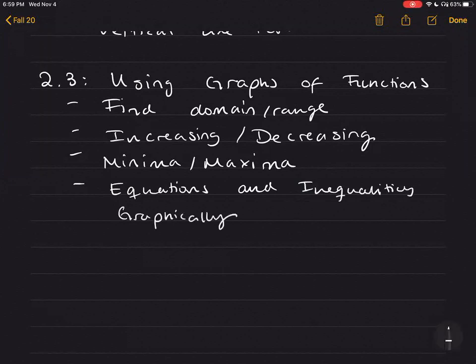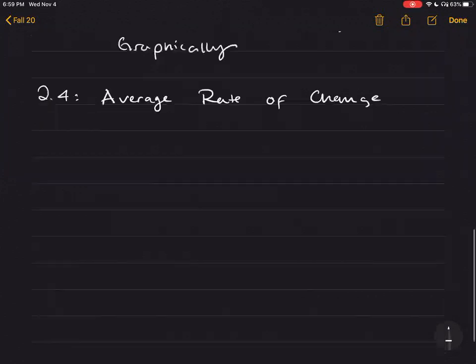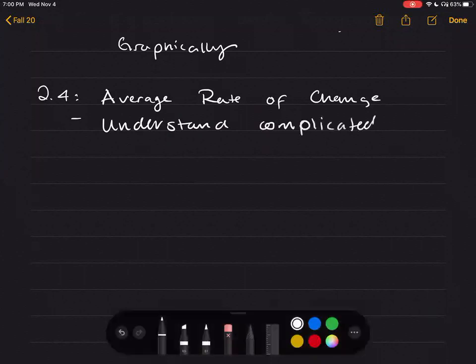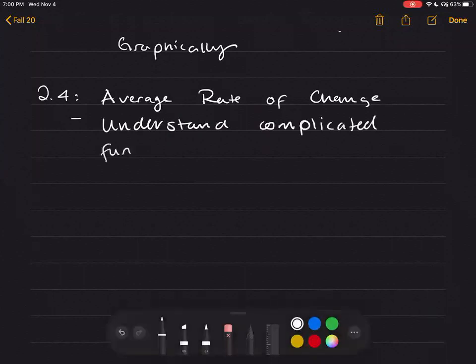All right, section 2.4 was on average rate of change. And as we talked about in that video, one of the main uses of average rate of change is to understand complicated functions. All right.